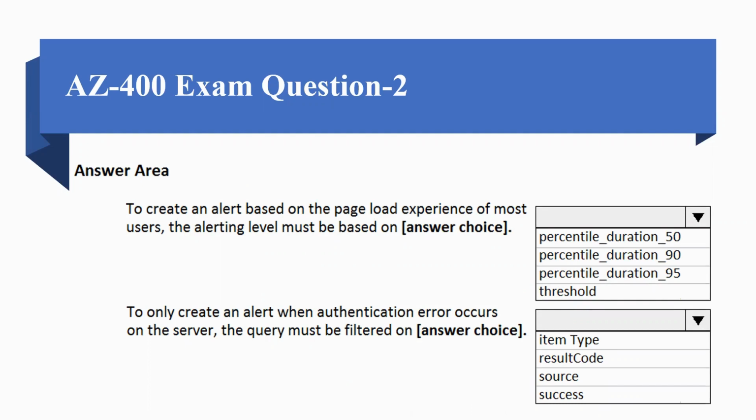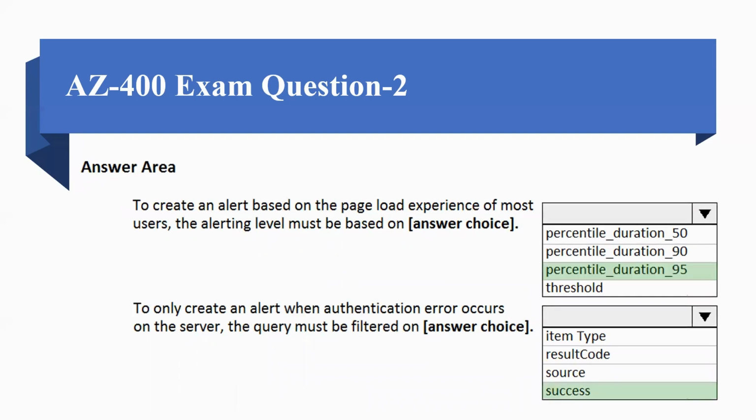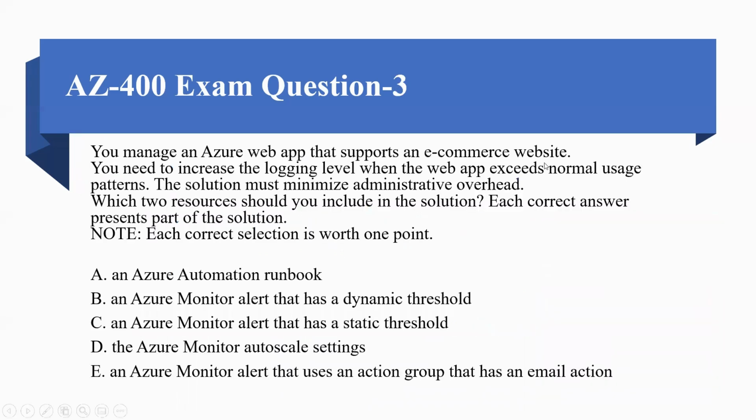And second, to only create an alert when an authentication error occurs on the server, the query must be filtered on item type, result code, source, or success. And the correct answers would be: to create an alert based on the page load experience of most users, the alerting level must be based on percentile duration 95. To only create an alert when an authentication error occurs on the server, the query must be filtered on success.